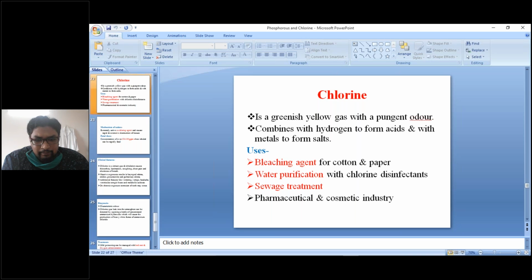Chlorine is used in bleaching agents, for bleaching cotton and paper. Chlorine is used for water purification with chlorine disinfectants. We know that all the wells and the municipal tap water are chlorinated, and we can have a typical pungent smell in that. Chlorine is also used in sewage treatment, and in the pharmaceutical and cosmetic industries.